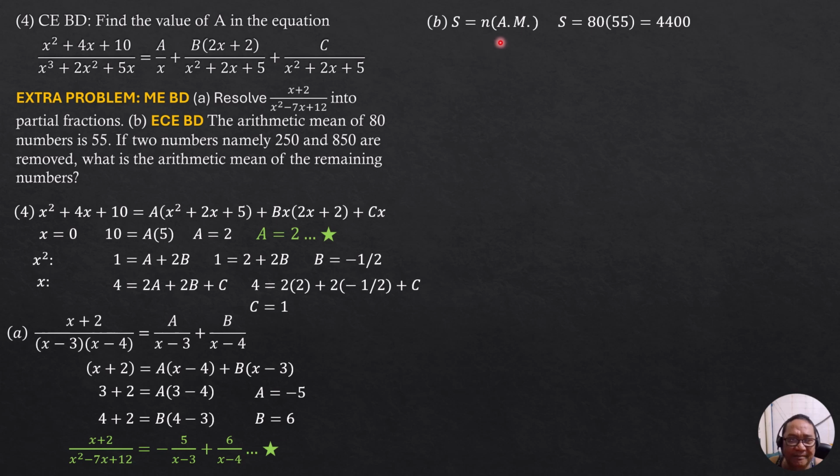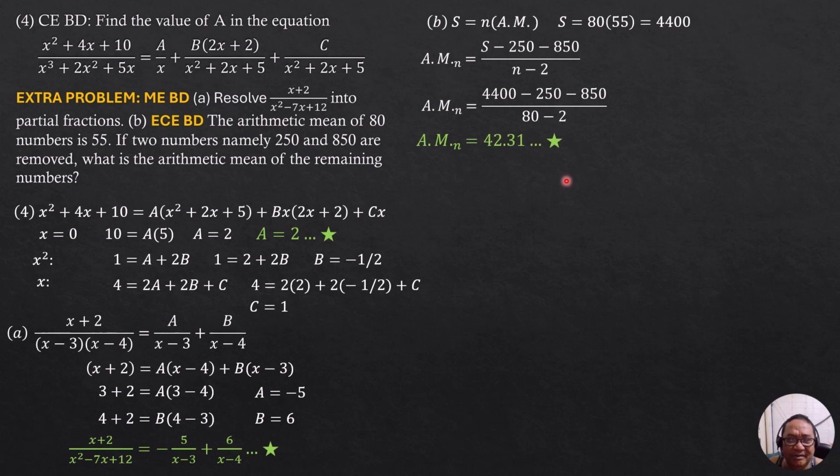The new sum is the original sum 4,400 minus 250 minus 850, then divided by 78. So the new arithmetic mean is the original sum minus the two terms removed, divided by the new number of terms. So substituting, (4,400 minus 250 minus 850) over (80 minus 2). So the new arithmetic mean is equal to 42.31. So that's it for this video.